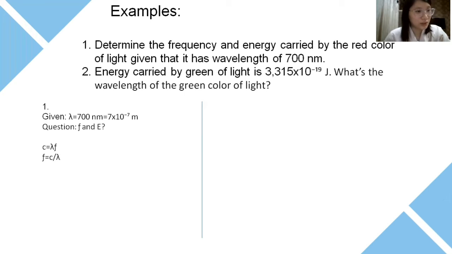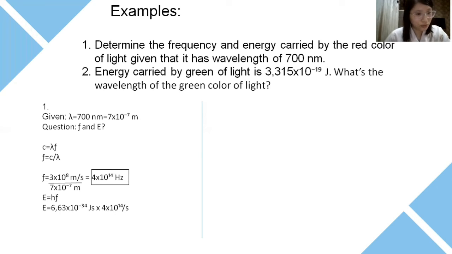Now we'll just insert the numbers and we will get 4 times 10 raised to 14 Hz as the frequency. To find the energy, we use the formula E equals H times F. Since we already found its frequency, we'll just have to insert the numbers. And now we will get 2.65 times 10 raised to negative 19 joules.